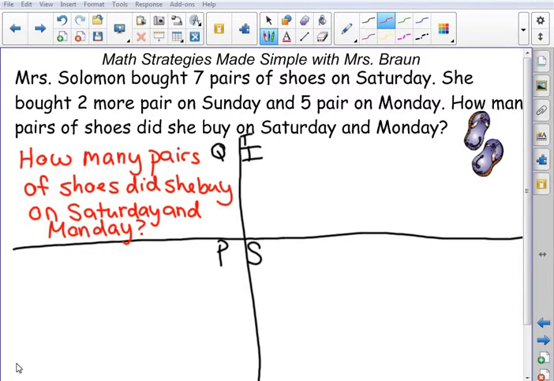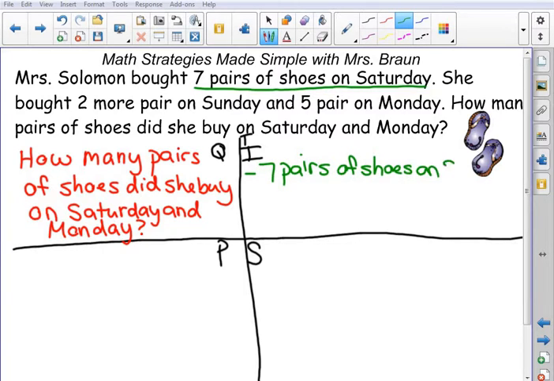Okay, this is going to help me focus on what I need to do and then pull out the important information that goes with it. So, Mrs. Solomon bought 7 pairs of shoes on Saturday. That's important information that I need, because it's asking me how many pairs of shoes she bought on Saturday and Monday. So I'm going to jot down that important information. She bought 7 pairs of shoes on Saturday. Okay? Now I'm going to keep reading.